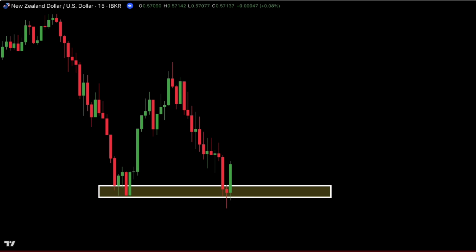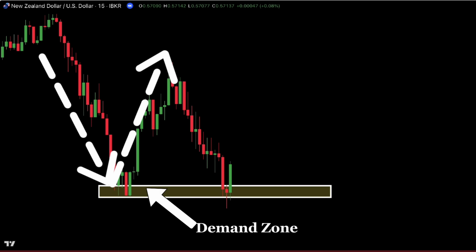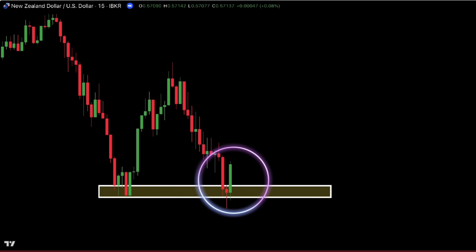Look at another chart. This is the New Zealand dollar against the US dollar on the 15-minute time frame. The market was clearly moving down, until it hits this level aggressively and reverses, leaving behind a clean demand zone. Then price pulls back again and reaches the zone. And this is where the silent flip candlestick pattern appears. Let's break it down.